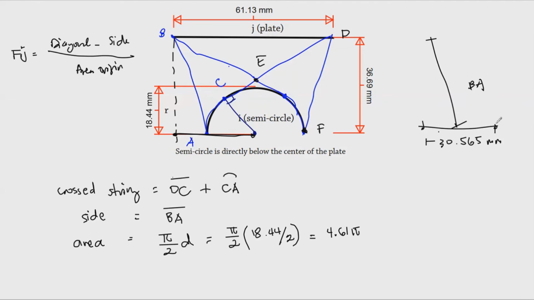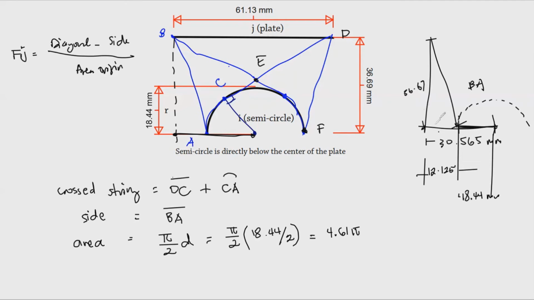Knowing that this is 30.565, and knowing that this is also the radius of this semicircle, we could actually find the distance between this by subtracting the radius of the circle from 30.565. So in that way, I have 18.44. What's left here would be 12.125. So this distance is 12.125.